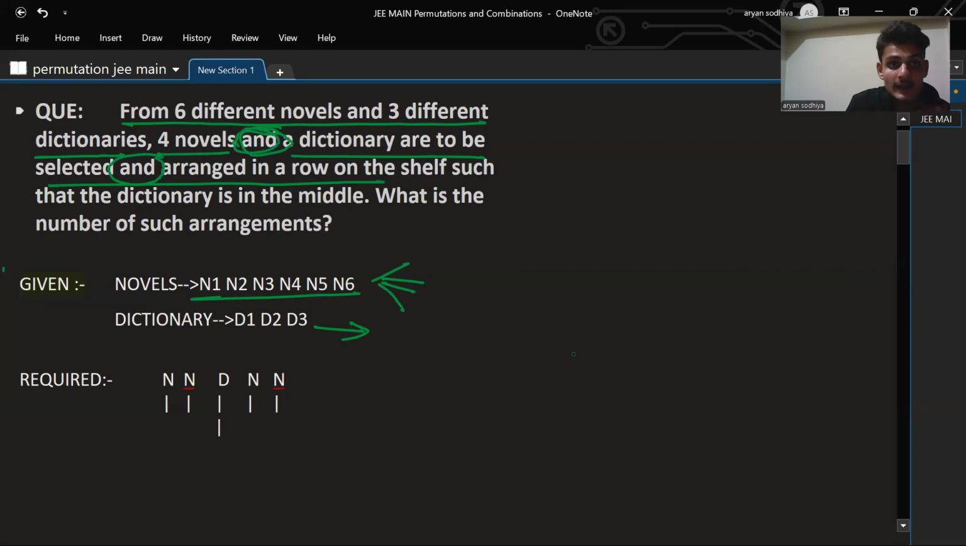And is here. So after completing the 4 novels, you will be multiplying, because these are not mutually exclusive. These are sequential tasks. First you will select the novels, then you will select the dictionary. So multiplication will come, but first you need to select the novels. How many novels need to be selected? 4 novels. We have discussed selecting r out of n. How many ways are there?